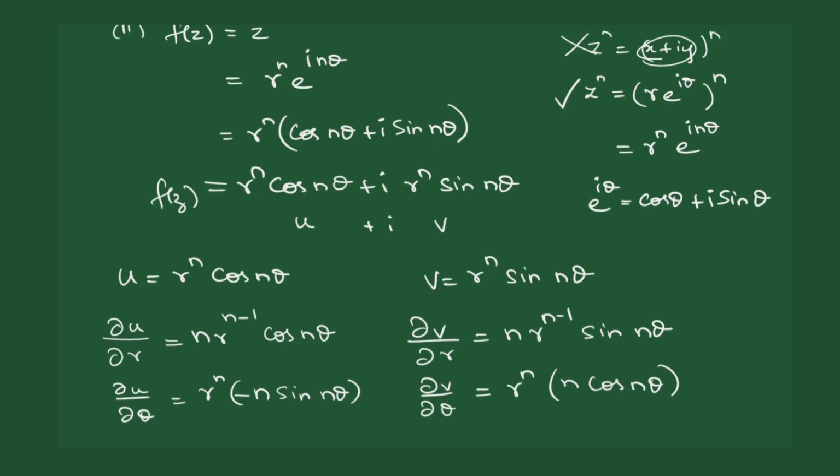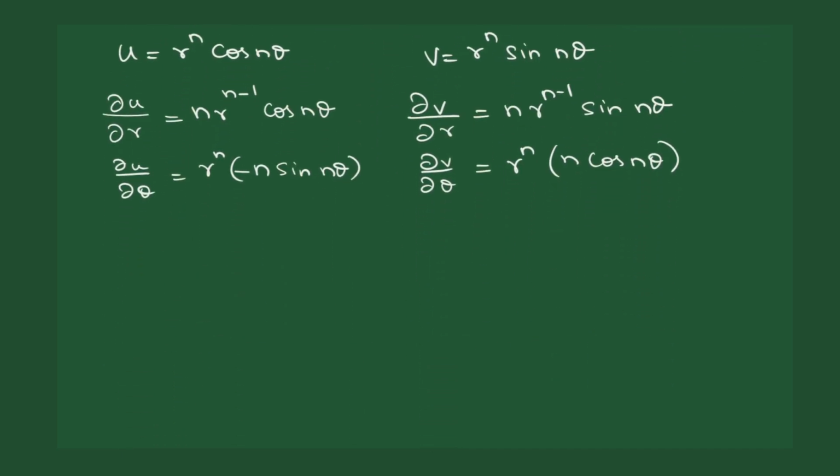So first let us recall the Cauchy Riemann equations in polar form. What are they? u_r is equal to 1/r into v_θ, and the other equation is v_r should be equal to minus 1/r into u_θ. This is the usual notation: u_r is nothing but ∂u/∂r. So we have to check here.